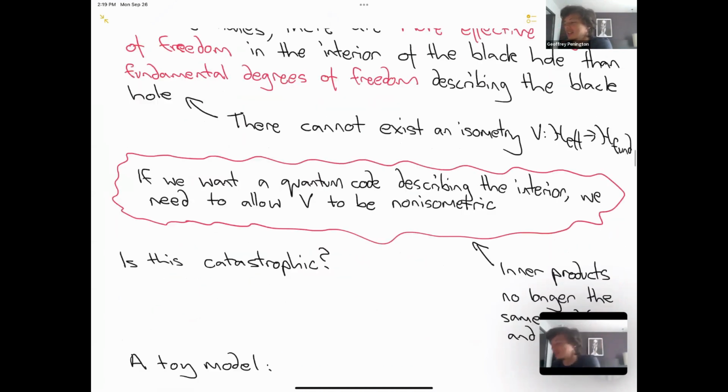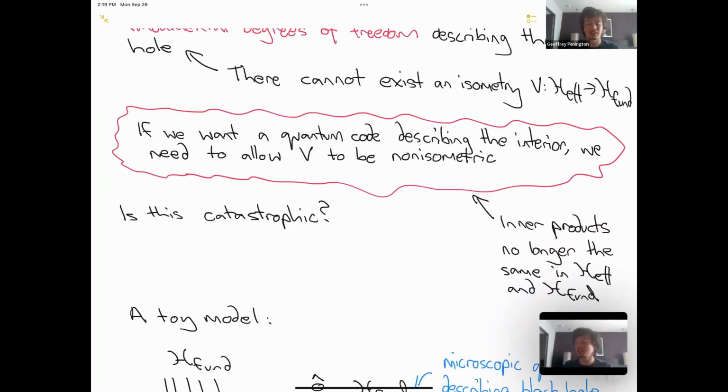In particular, this means the inner products in the fundamental Hilbert space are no longer the same as they were in the effective field theory Hilbert space. This may seem pretty bad, but I'm going to argue to you that even though it's a pretty radical change from what we're used to, it's not totally catastrophic.